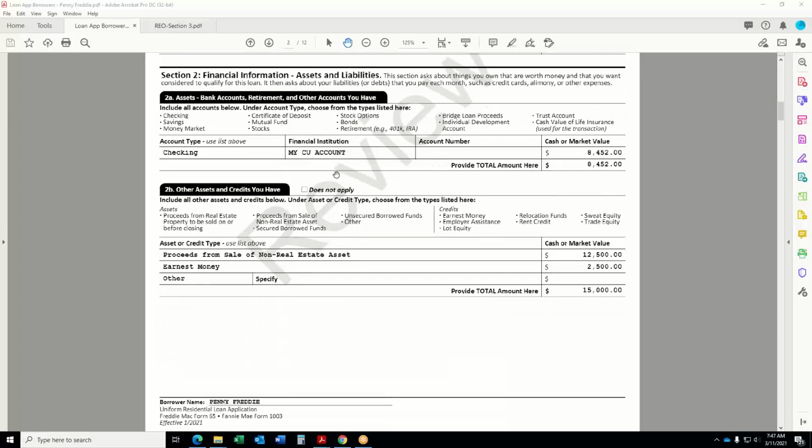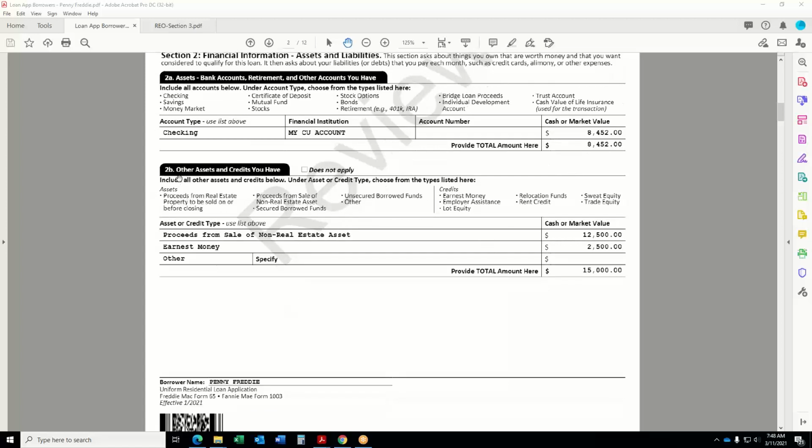As we move into section 2, we'll see that we're collecting the borrower's financial data, so assets and liabilities. The very first section 2A will collect current bank accounts, retirement accounts, and other accounts that the borrower may have. The application is going to pull the information based on how you list out the assets, so your checking and savings, the financial institution that they have them with, account number, and the cash or market value is printed on the right-hand side.